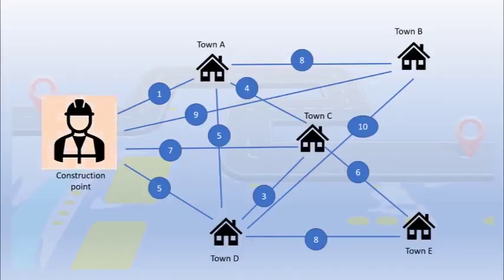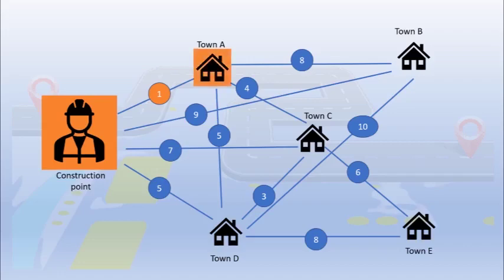Let's start from the construction point. The minimum distance from the construction point to any town is 1. Hence, the construction point and town A are connected. Then we should connect the rest of the towns either to town A or to the construction point. The minimum distance lies towards town C. Similarly, town D can be connected.